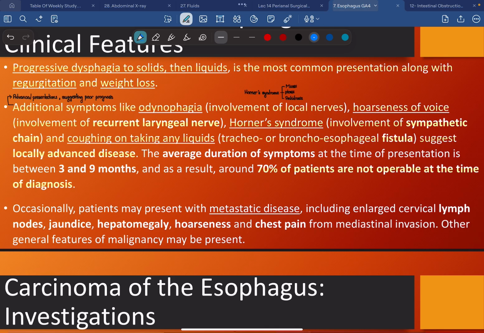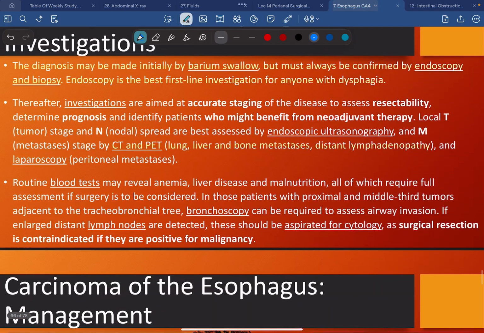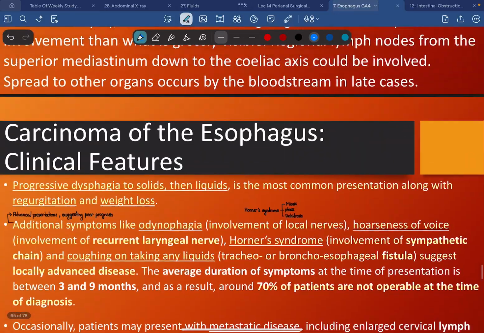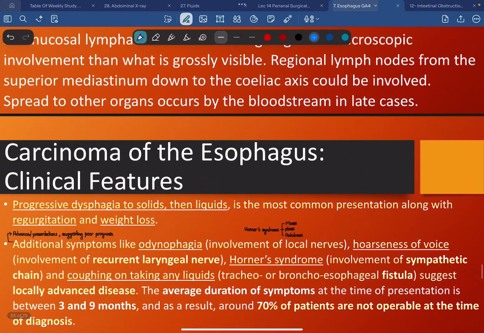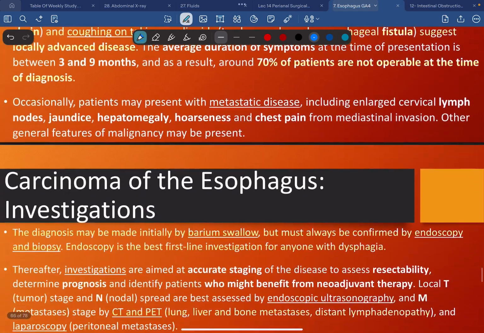Sometimes there is odynophagia, painful swallowing, because of the involvement of local nerves. These are signs of metastatic disease, unfortunately. Hoarseness of voice, from involvement of the recurrent laryngeal nerve. Horner syndrome, involvement of the sympathetic chain. Horner syndrome: miosis, ptosis, and anhidrosis.